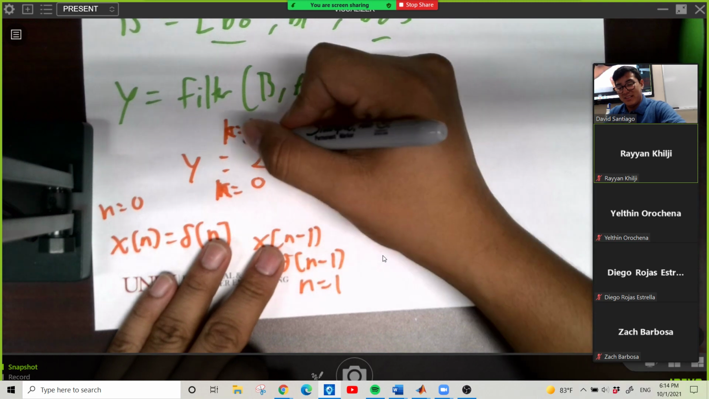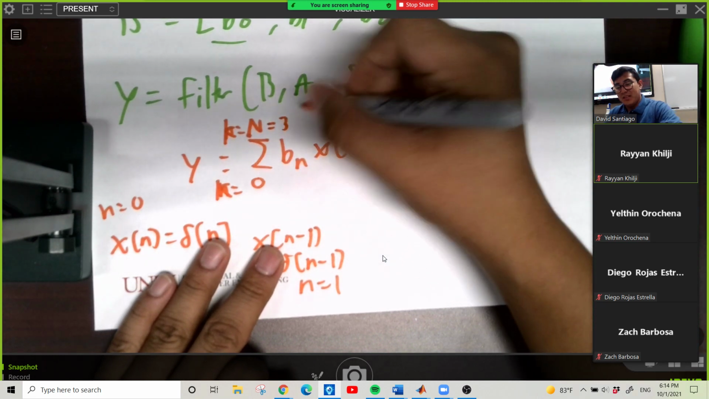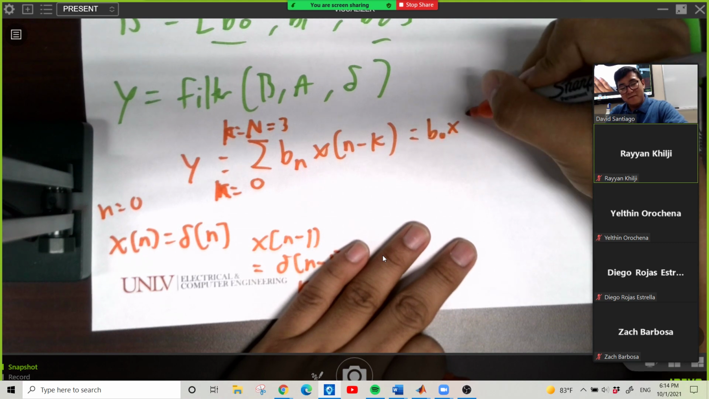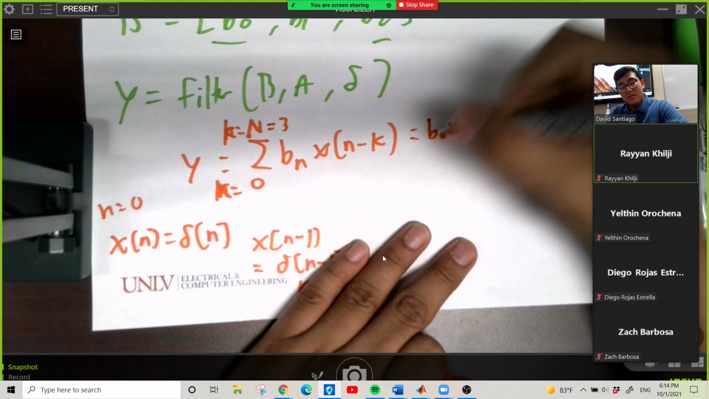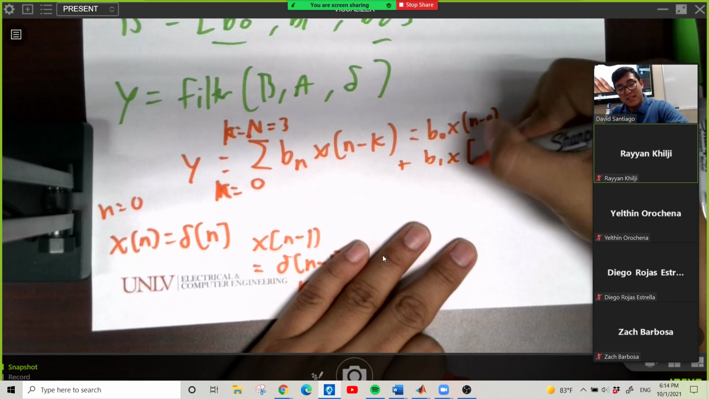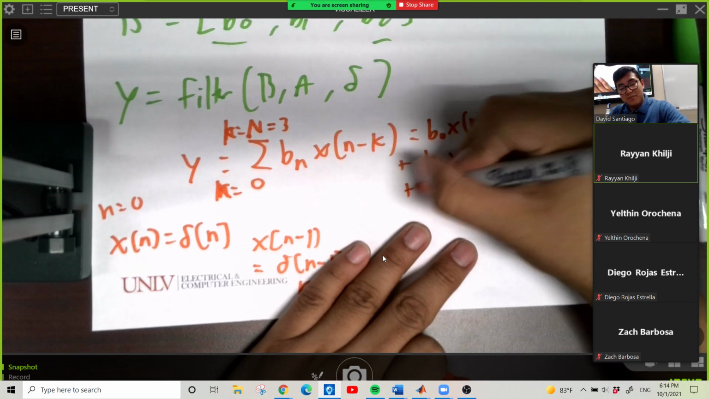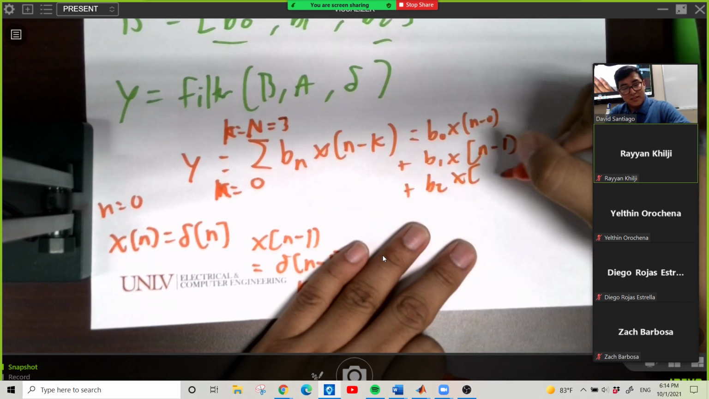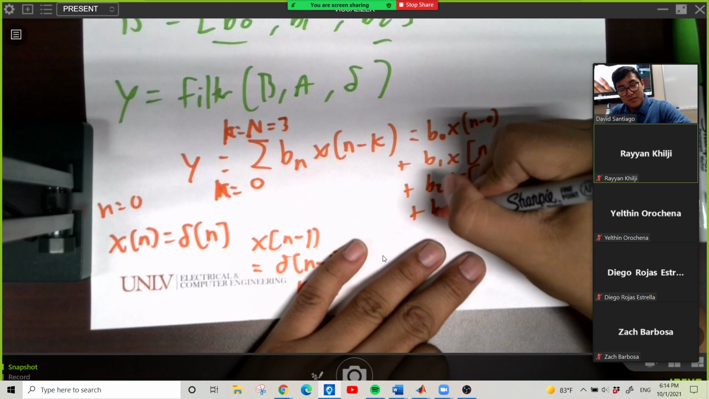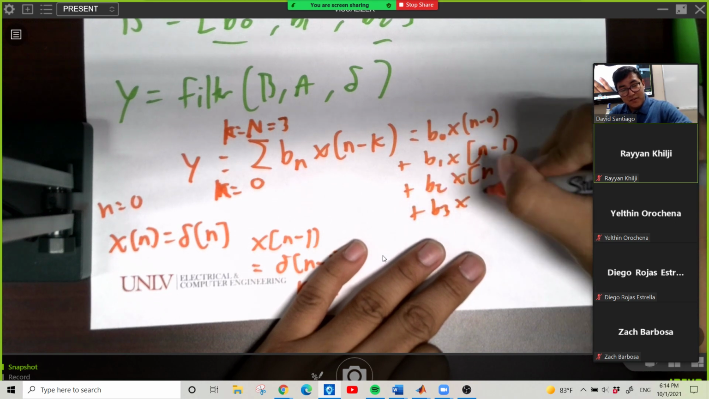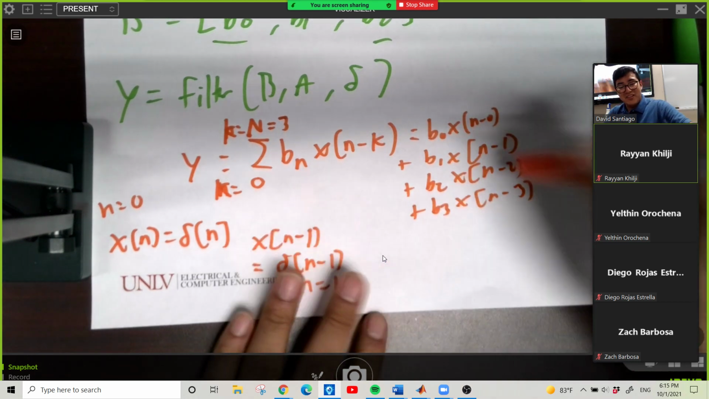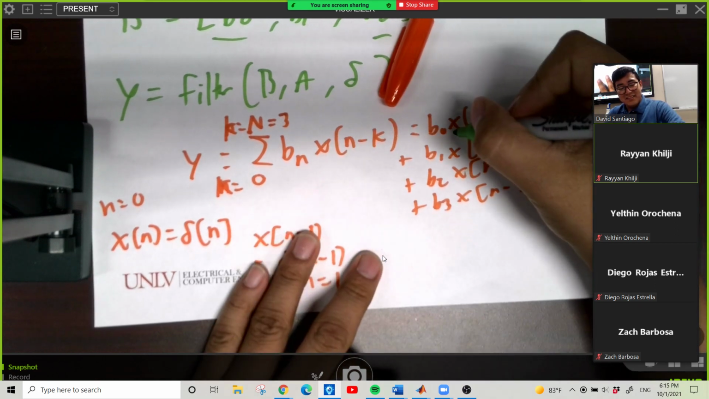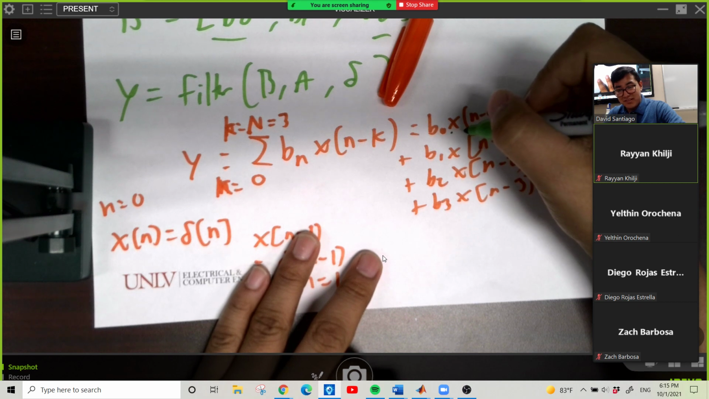So what I'm trying to say, let's just make this one equal to 3, is this is basically b of 0, x of n minus 0, plus b of 1, x of n minus 1, plus b of 2, x of n minus 2, plus b of 3, x of n minus 3. And you know that these are all delta functions. So that means, actually, is that how I want to explain it?